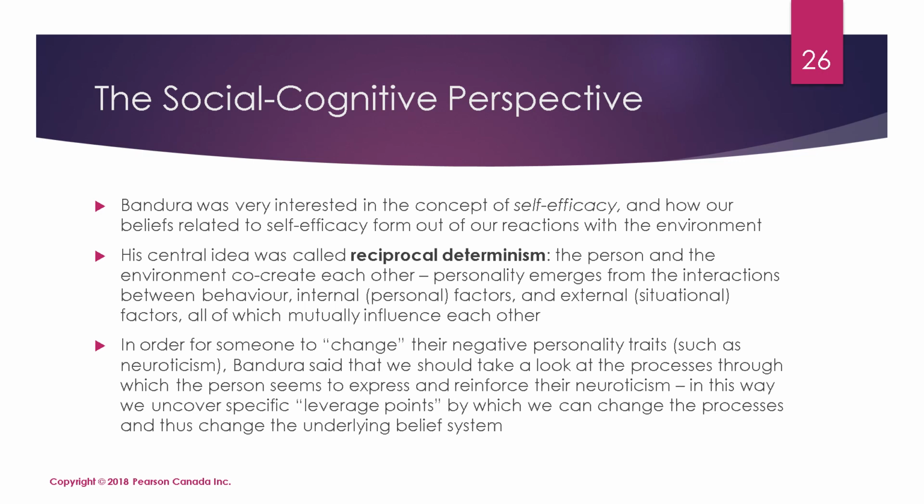So based on this theory, in order for someone to change a negative personality trait, such as neuroticism, Bandura would say that we would have to take a look at the processes through which the person seemed to express and reinforce the neuroticism. In this way, we're looking to uncover specific leverage points by which we're able to change the processes and thus change the underlying belief system. So it's not just about the consequences, the reinforcements or the punishments, it's also about the way we think of things and the beliefs that we hold.